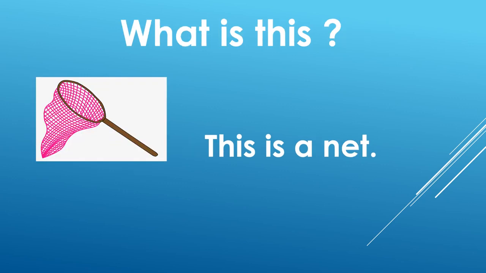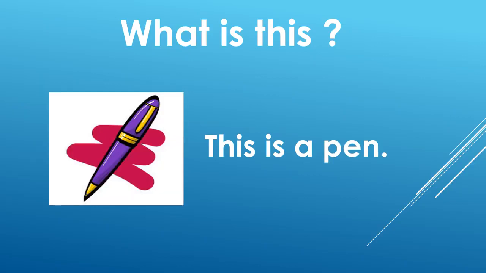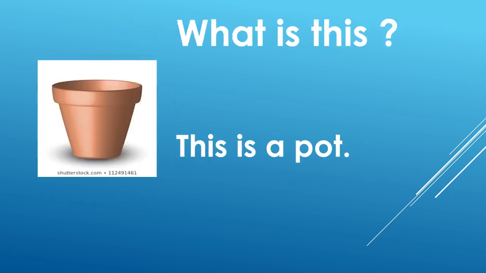And what sentence will you frame for this one? This is a net. This is a pen. What is this? This is a pot.